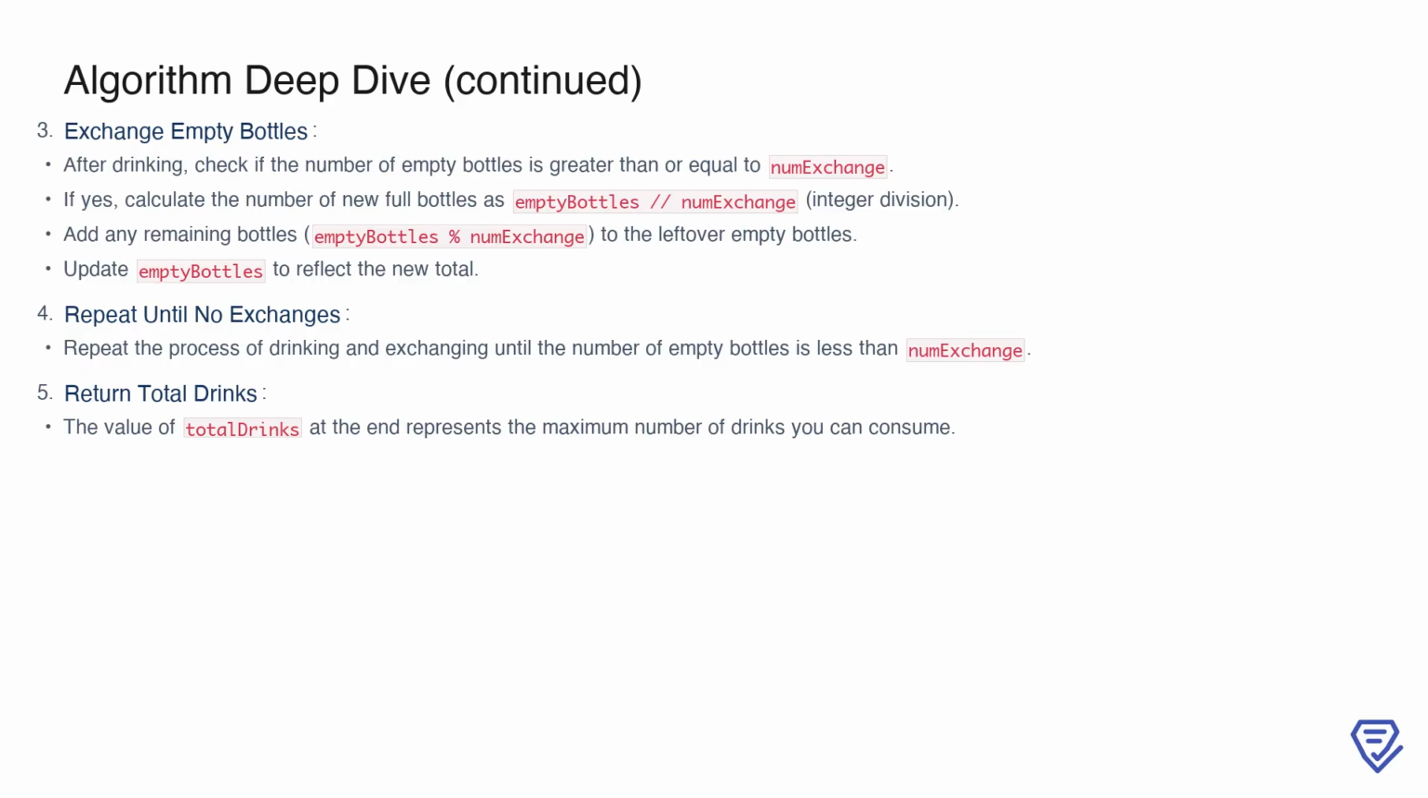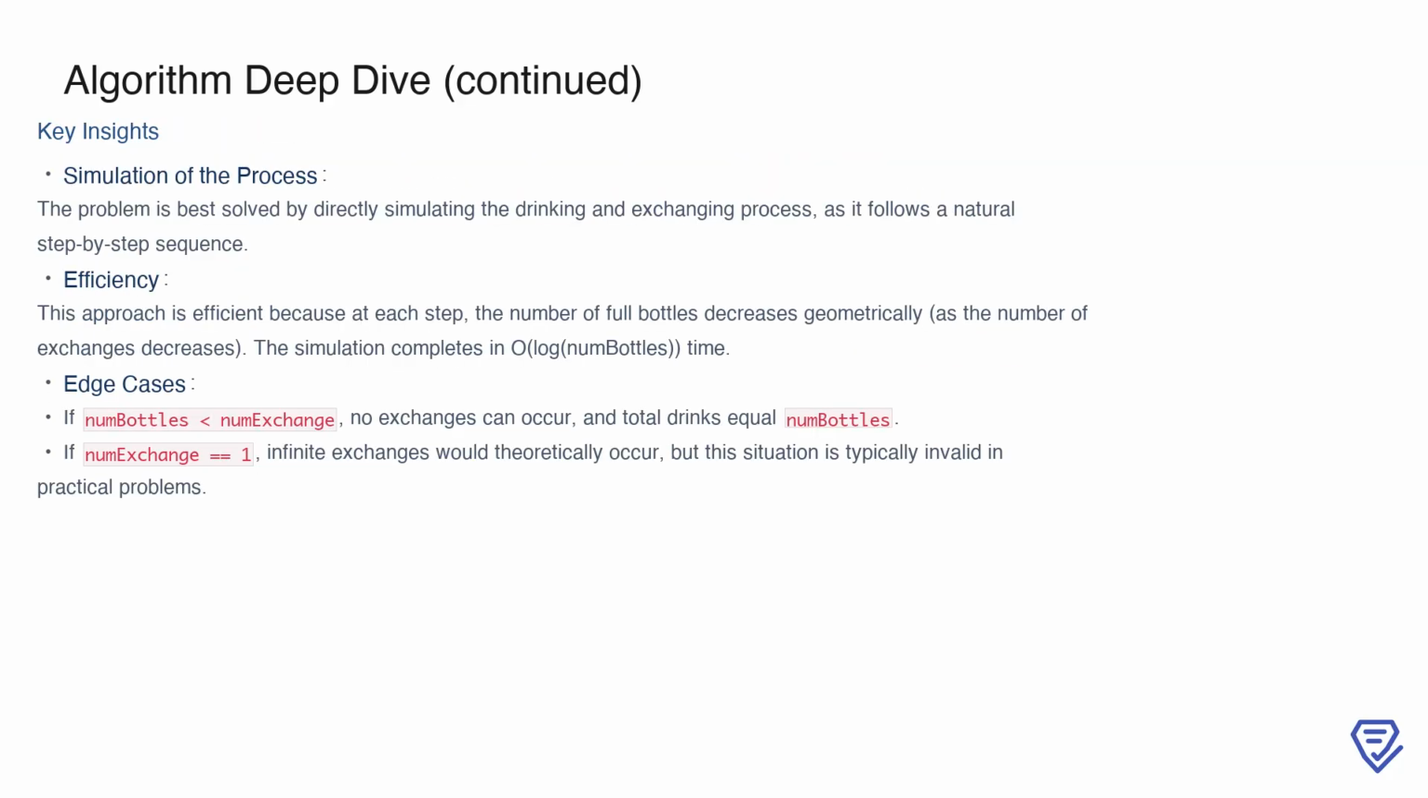We repeat this process of drinking and exchanging until the number of empty bottles becomes less than number exchange, at which point no further exchanges are possible. Finally, when the process ends, the value stored in total drinks gives us the maximum number of drinks we were able to consume during this entire process. The solution to this problem relies on a step-by-step simulation of the drinking and exchanging process. By simulating each step, we ensure that the logic mirrors the real-world scenario described in the problem.